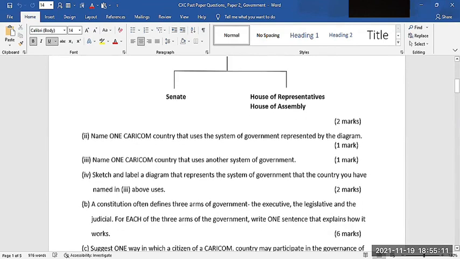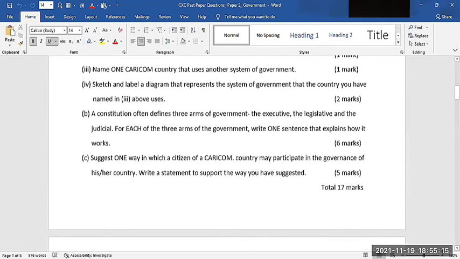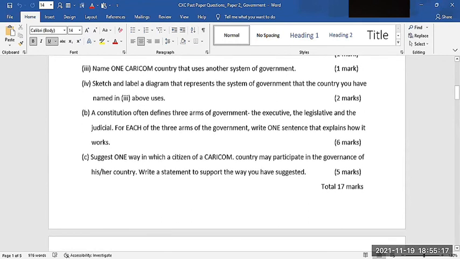So now we come to B. A constitution often defines 3 arms of government. Those 3 arms are the executive, the legislative, and the judicial, which is the same as legislature and judiciary. Okay, now for each of the 3 arms of government, you're going to write 1 sentence that explains how it works.